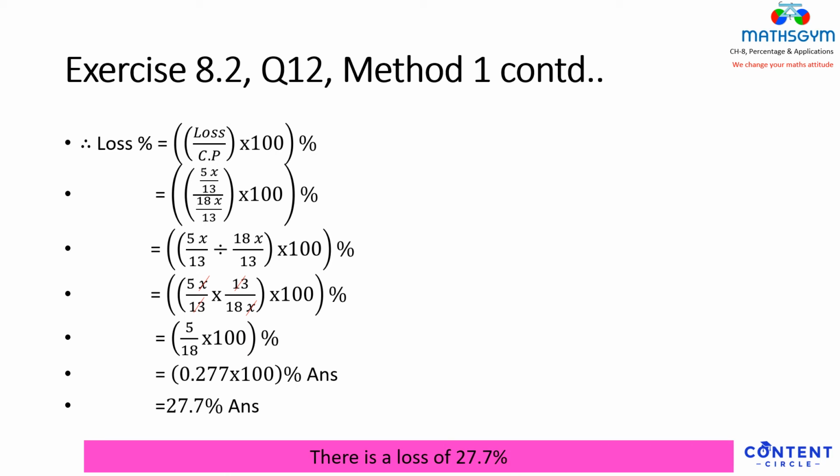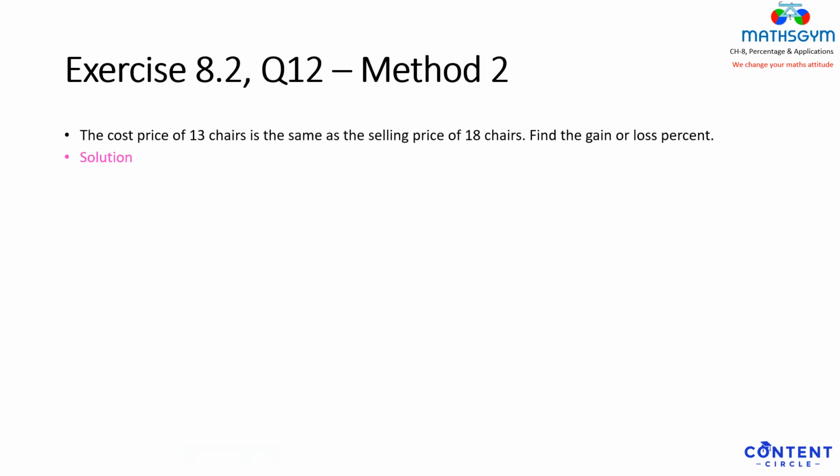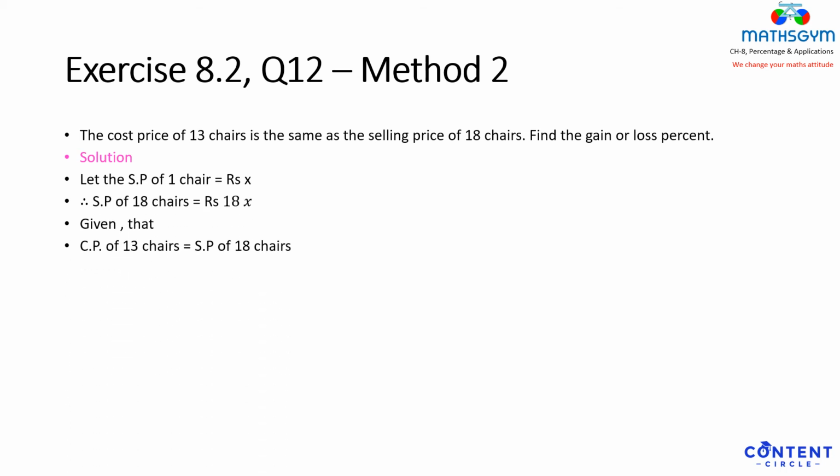In the coming slides, we are showing you method number 2. You can choose whichever you find comfortable to handle. Same question: cost price of 13 chairs is the same as selling price of 18 chairs. So we are assuming the selling price of one chair as 1x. Let it be 1x. SP of 18 chairs will be 18x. So CP of 13 chairs is equal to SP of 18 chairs. So CP of 13 chairs is 18x.